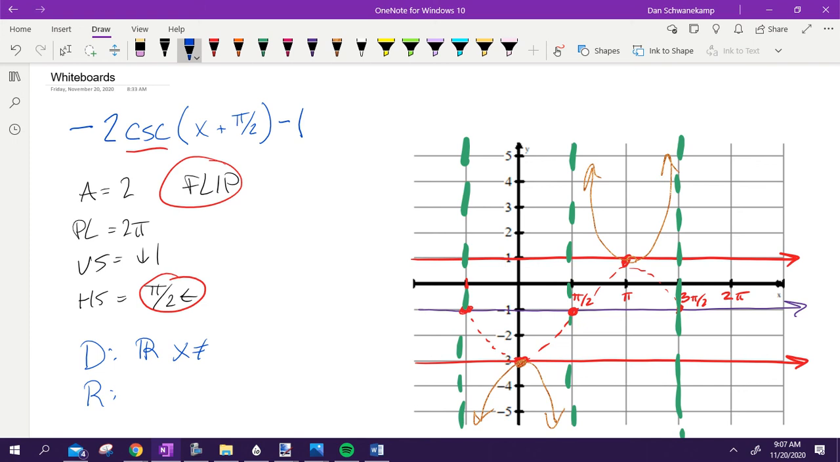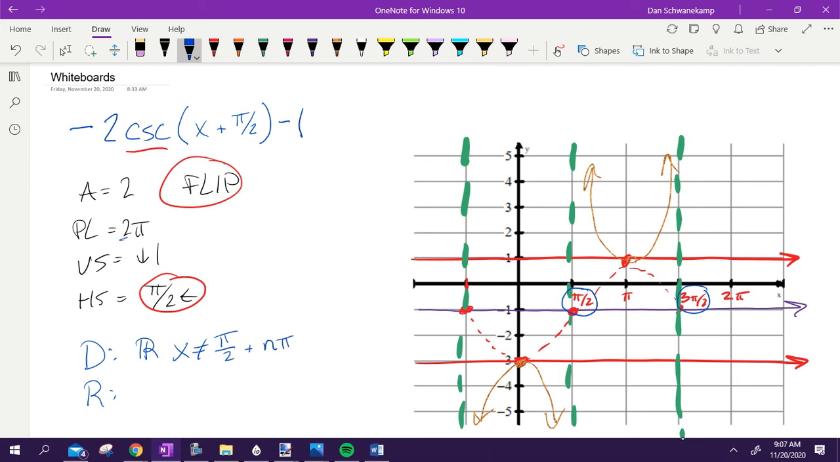Aaron, where is a place that I have a vertical asymptote? Okay, so we're going to start with pi over 2. And then we're going to add however long it takes for me to get another asymptote. This one's at pi over 2, and my next one is at 3 pi over 2. So the difference between that is pi. So it'd be that plus n pi.